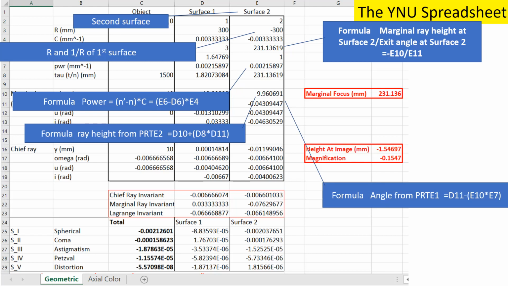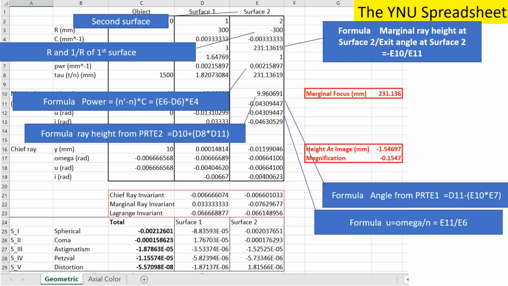So now you have a light ray traveling out of the back surface of the lens with an angle of minus 0.043 radians and emerging from a height of 9.96 millimeters. From those two numbers can be put together to give you this 231.136 number. And that's the distance the marginal ray travels before it hits the optic axis. I put that answer here, which is just copied from this cell right here. So we have 231.136 millimeters. I do believe that's also what we got from our hand calculation. So that's the beginnings of the use of the YNU spreadsheet.